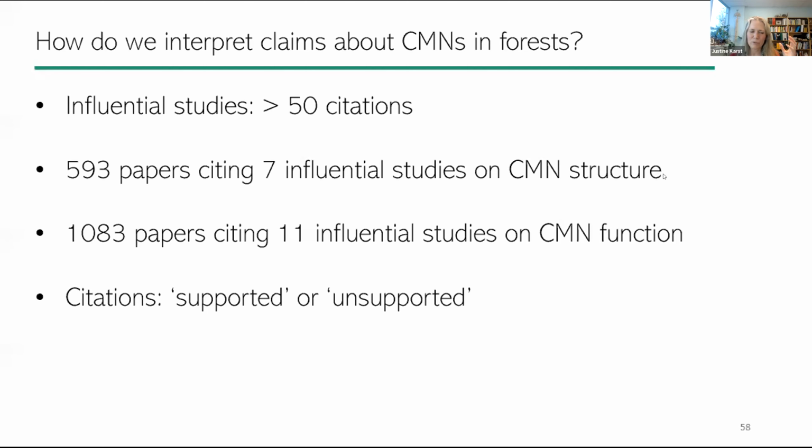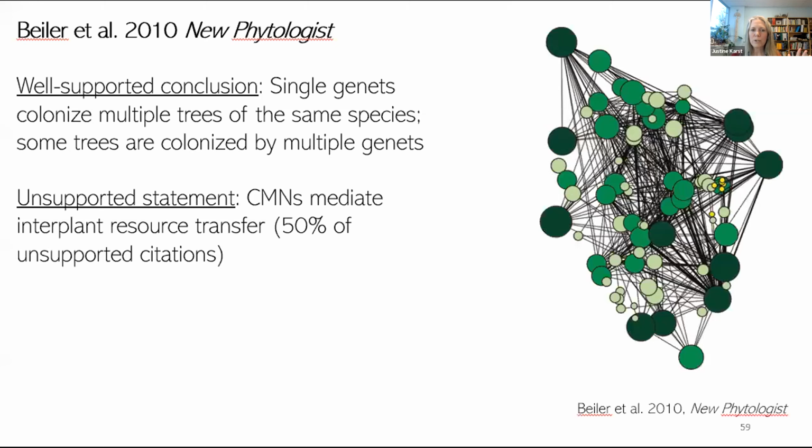And I'll give you an example just so that's clear in your mind. So here's an example of an influential study. We talked about this one at the beginning of the talk. This was by Beiler et al. It was that beautiful map, the map of common mycorrhizal network structure. And we agreed with their conclusion from this paper that single fungal genets colonize multiple trees of the same species. Some trees are colonized by multiple genets.